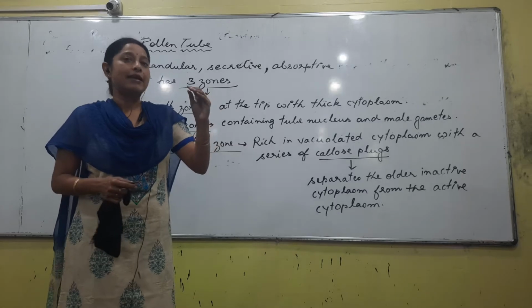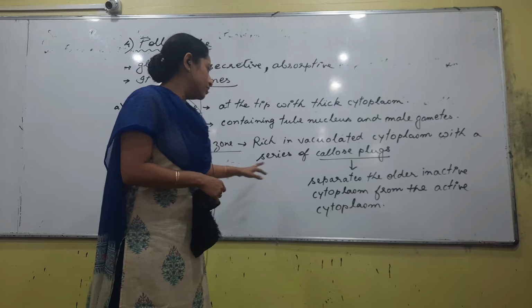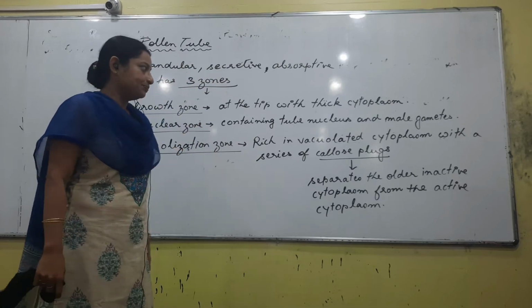Since there is apical growth, as it grows at the apex, enough cytoplasm will be there at the apex, right? So what is the function? They will separate, right? Okay.